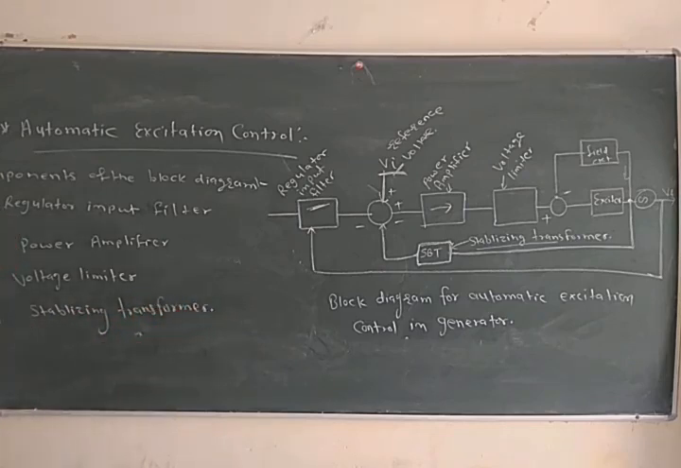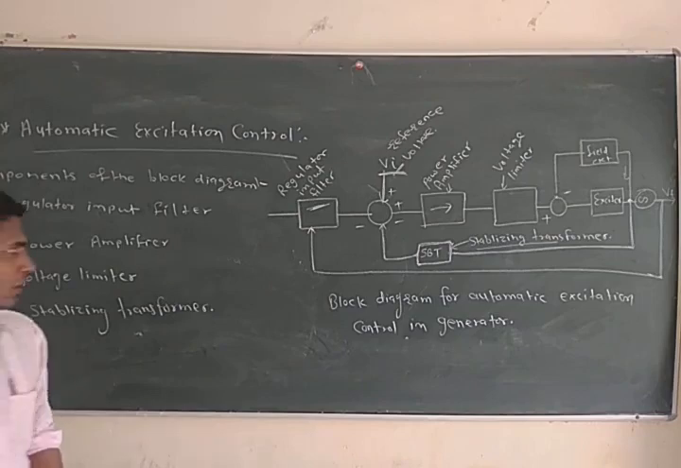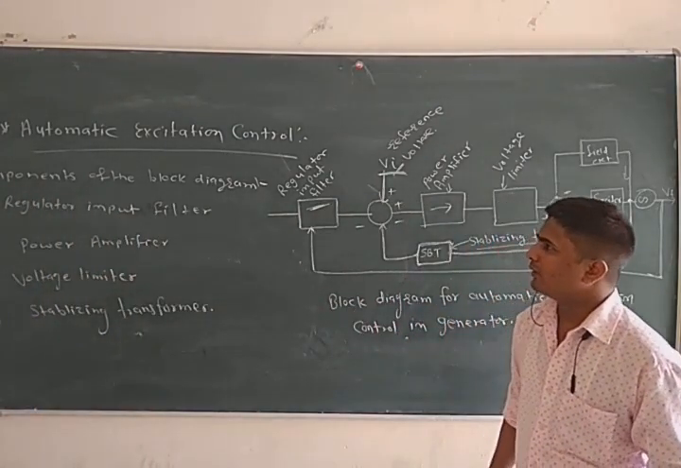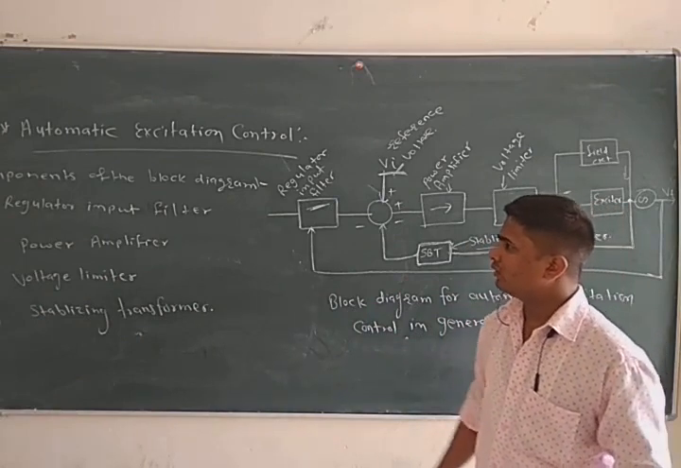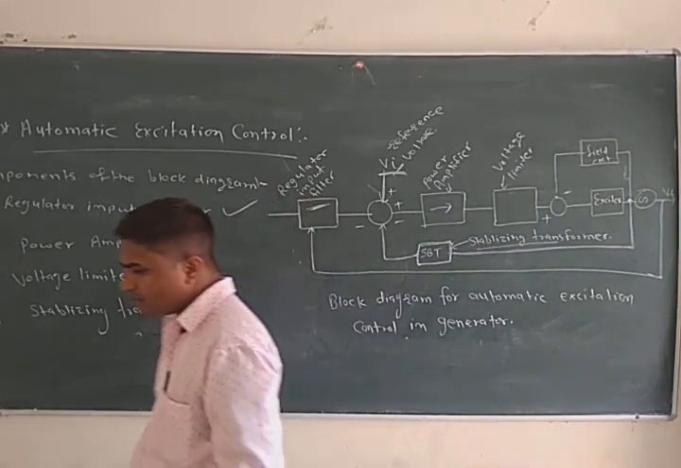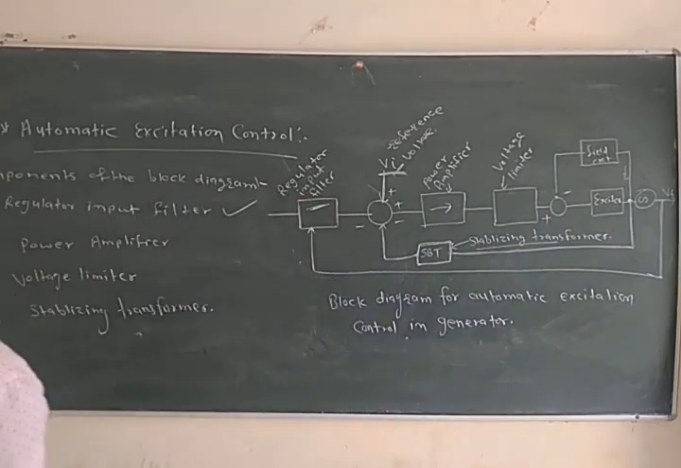Now we discuss the function of each part in the automatic voltage control method, the parts of automatic excitation control. The first part is the regulator input filter. What is the action of the regulator input filter? The generated output voltage Vt obtained through a potential transformer is rectified and filtered with the help of the regulator input filter.